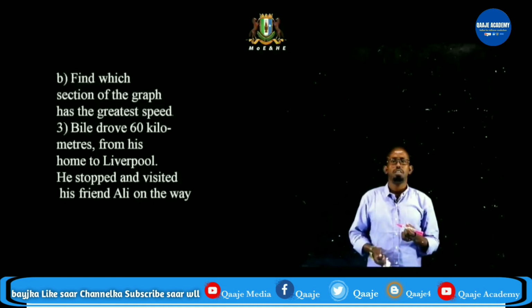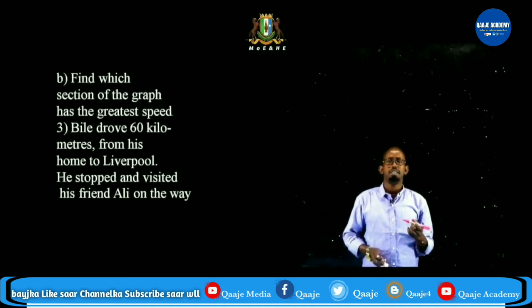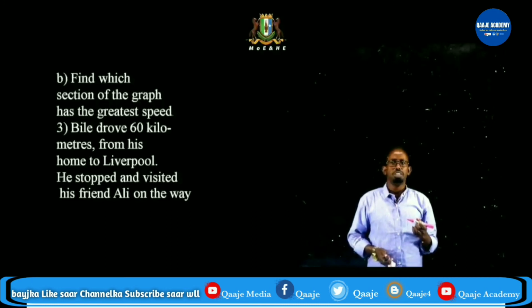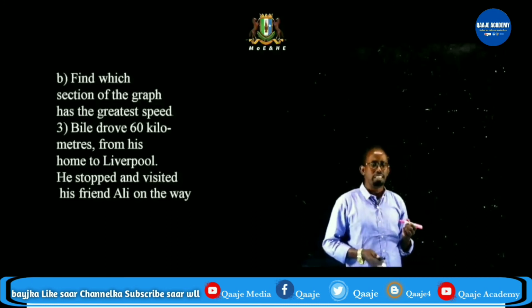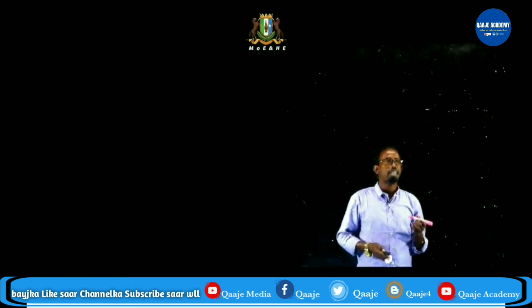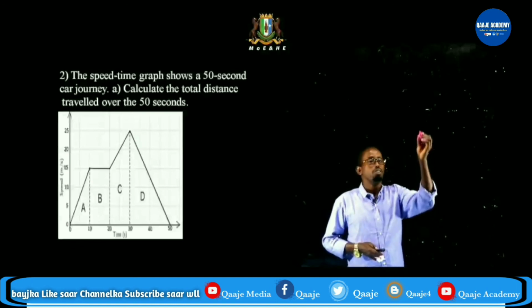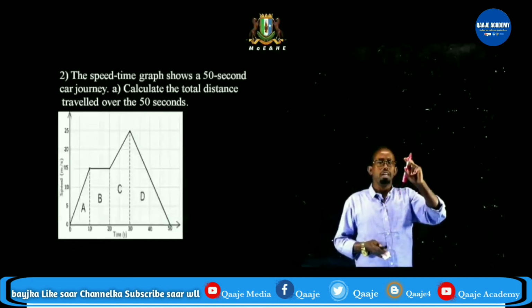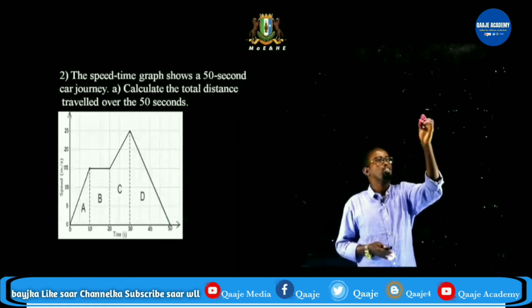B, find which section of the graph has the greatest speed. The greatest speed, we have A and the last part. So the greatest speed is A. We try to find the greatest speed.